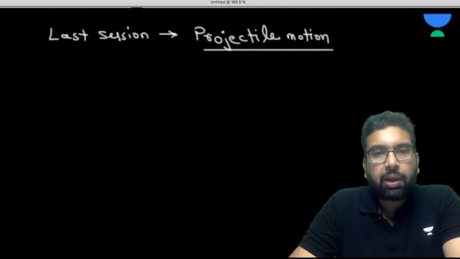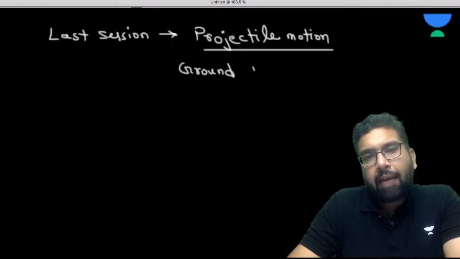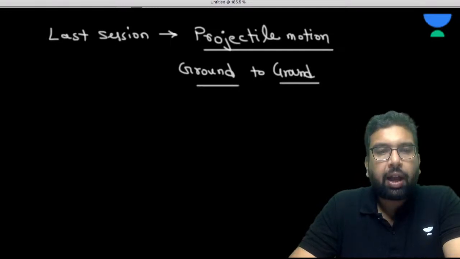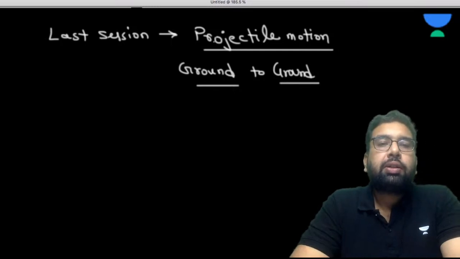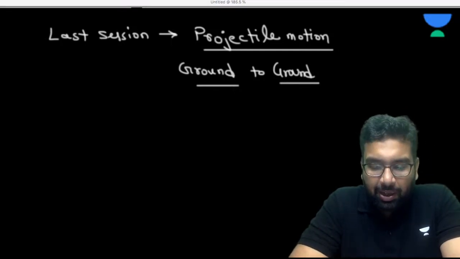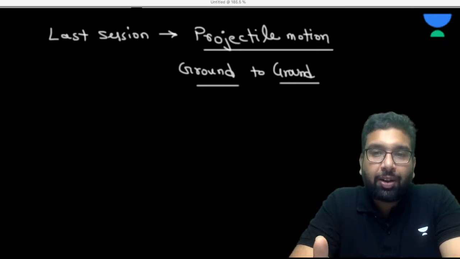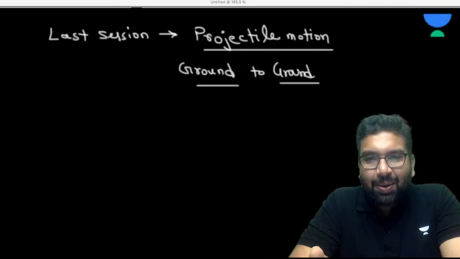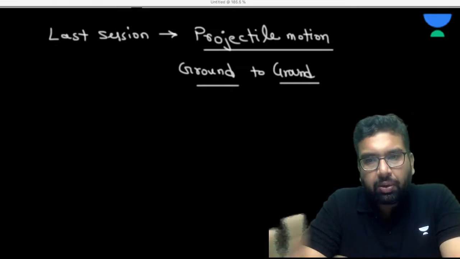Okay, so in the last session we talked about projectile motion, specifically ground to ground motion. Have you seen that session? This is the second part of projectile motion. Anyone who has not seen part one is going to find this very difficult to understand. Are you getting my point? Have you seen it or not? If you have not seen it, I'll give you a little bit of revision. If you have seen it, then good to go.